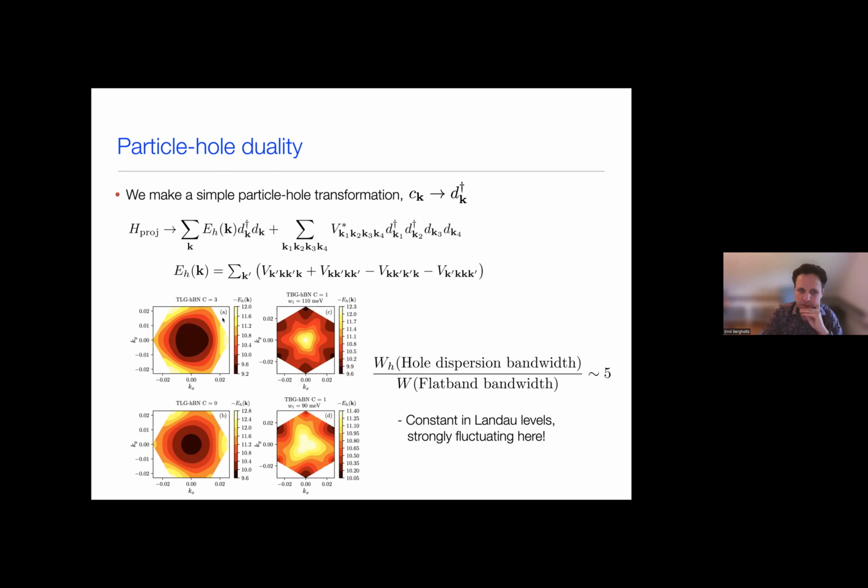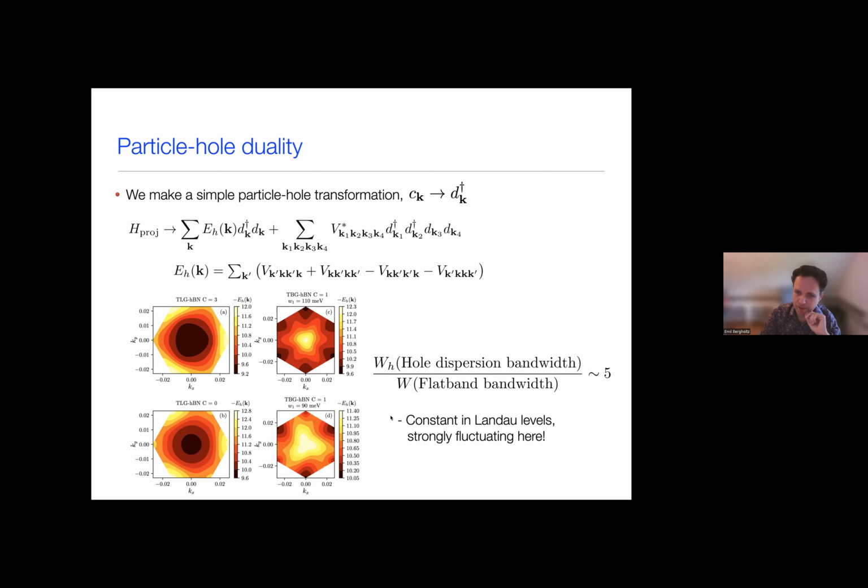So here, for different cases, trilayer graphene on hexagonal boron nitride with Chern number 3 and 0, and twisted bilayer graphene at different parameter values. There is some uncertainty in the literature about which one is correct, but this one is more likely correct. The interesting thing is that if we plug in typical parameters for these materials, this whole dispersion that we generate from interactions can be about 5 times as large as the bandwidth of these nearly flat bands. So it's going to be a very strong term.